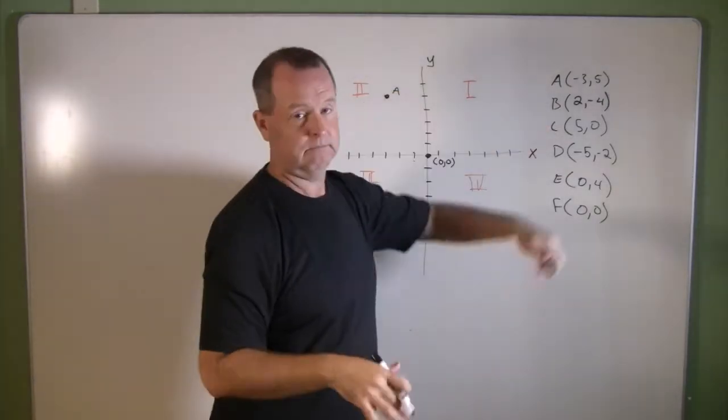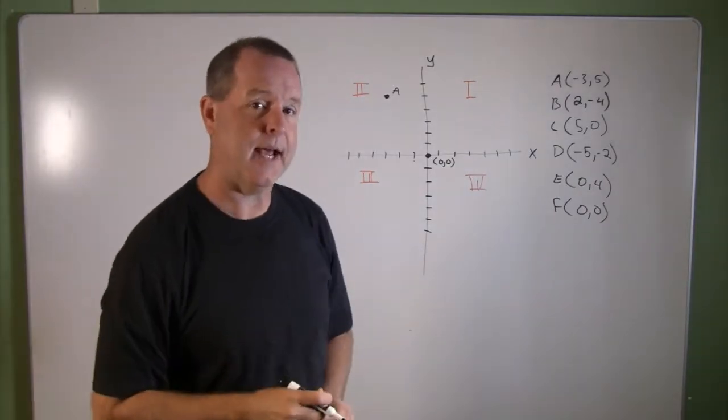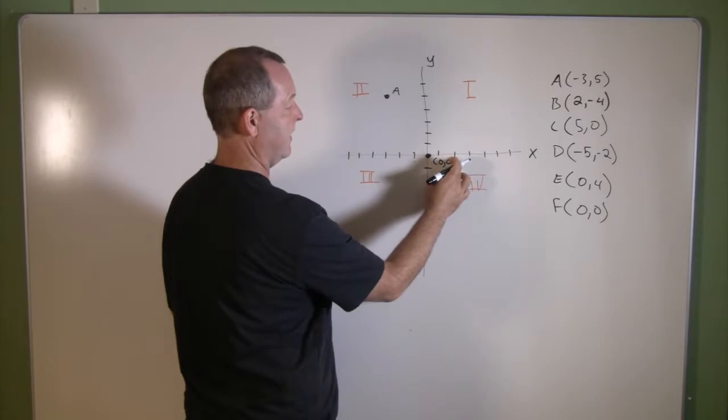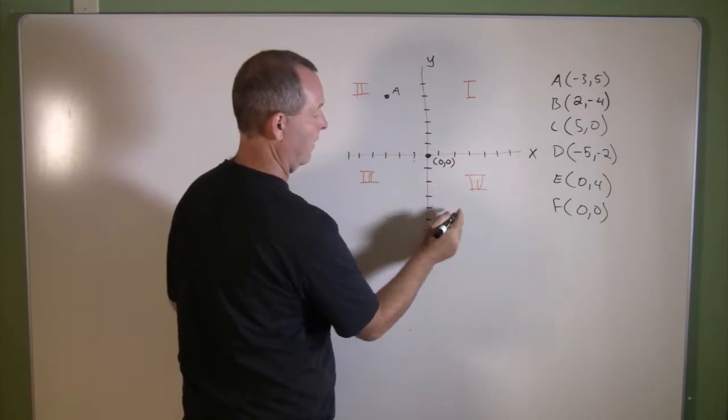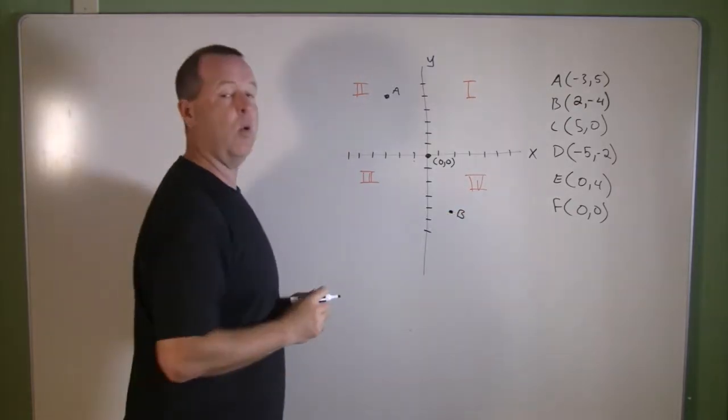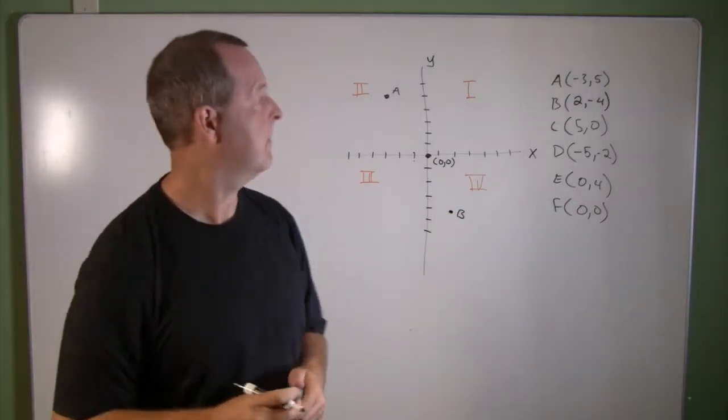Point B, can you guys be a couple steps ahead of me here? That says go over +2: 1, 2, down 4: 1, 2, 3, 4. And down here in quadrant 4, I have point B located.